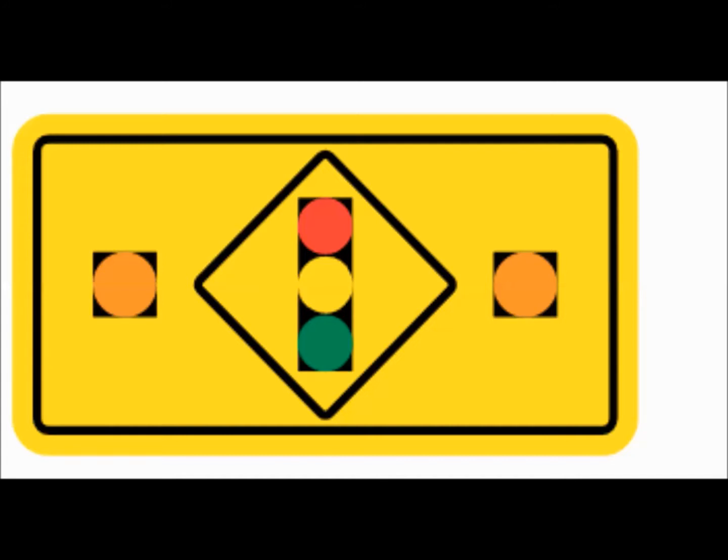Image description. A yellow rectangle with a black outline. In the center, there is a yellow diamond with a black outline. Inside is a vertical black rectangle. On top of the black rectangle, there are a red circle, a yellow circle, and a green circle, listed top to bottom. To the left of the diamond is a black square with an orange circle, and to the right of the diamond, there is a black square with an orange circle.